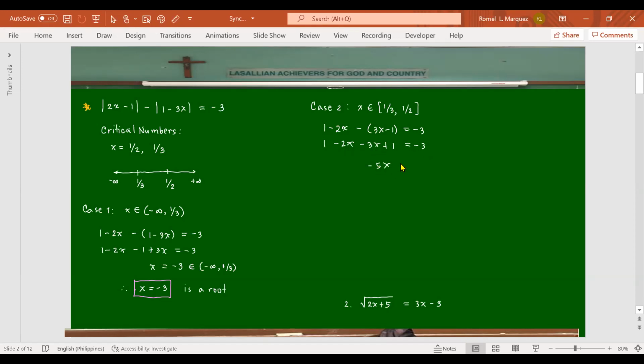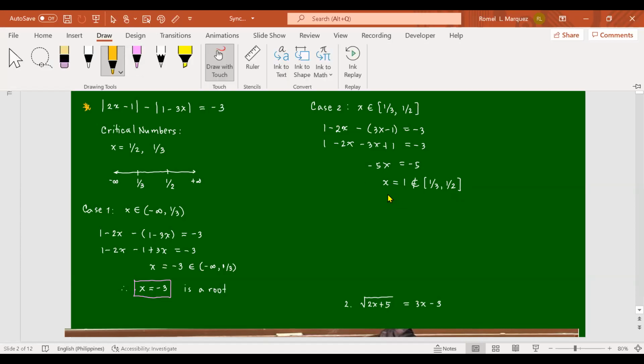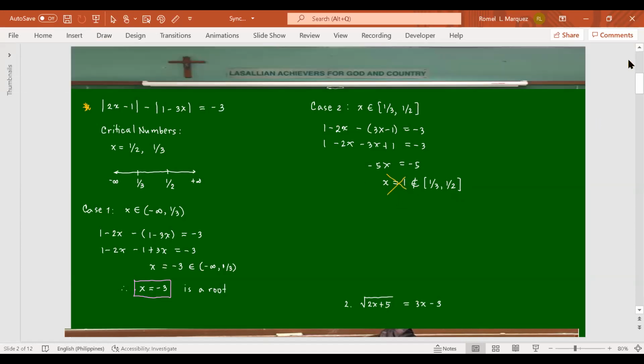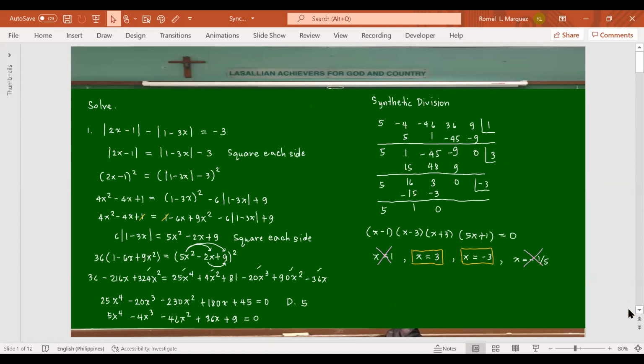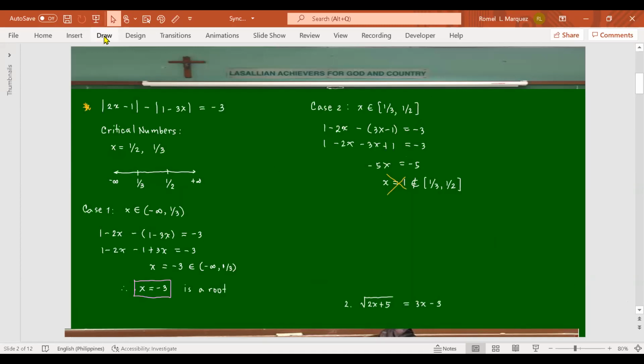Negative 5x is equal to what? Negative 5. Am I correct, guys? Yes po. x equals 1. Is x equals 1 in the interval? No po. So we don't accept this. It is not an element of 1/3 to 1/2. Is that clear, children? So we're going to reject that. Next, the last one, the last case.